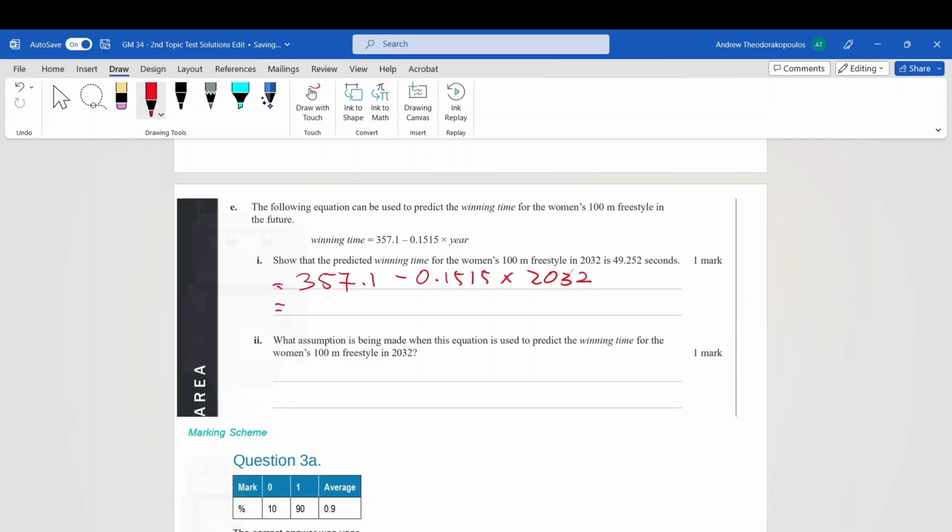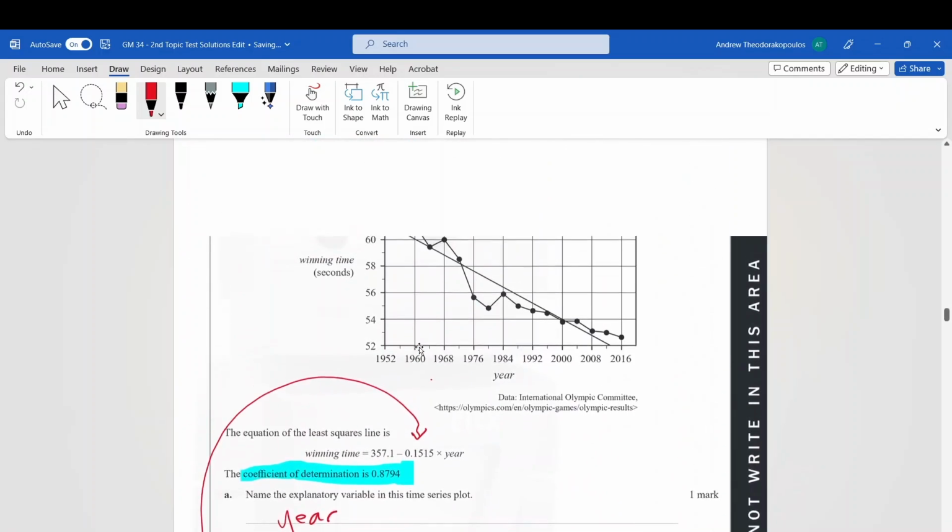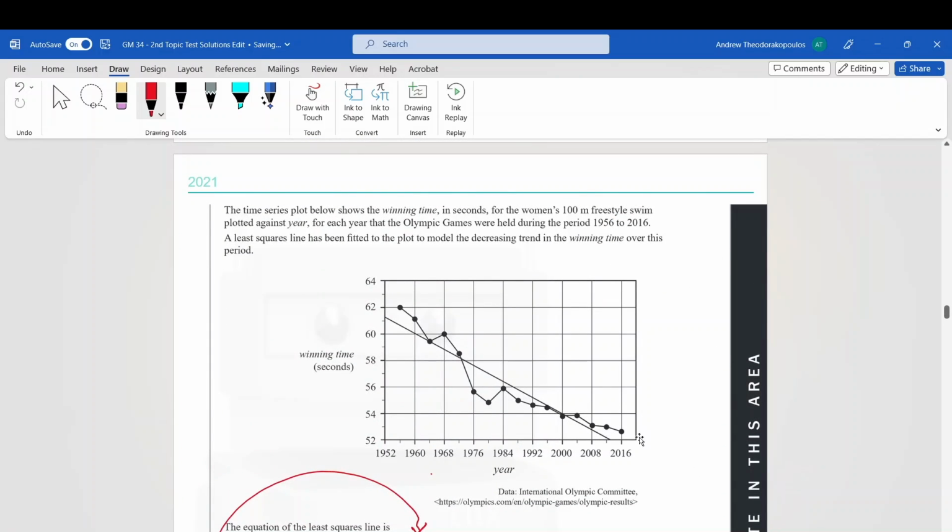And if you put that in your calculator, you should get 49.252. What assumption is being made when this equation is being used to predict the winning time for women's 100-meter freestyle? Whenever we predict something, we are assuming the data is linear. If we were to do a residual plot on this equation here, we would hopefully see a residual plot with very random and scattered data points. That would allow us to understand whether or not it is linear.